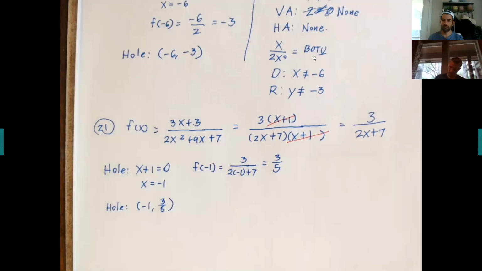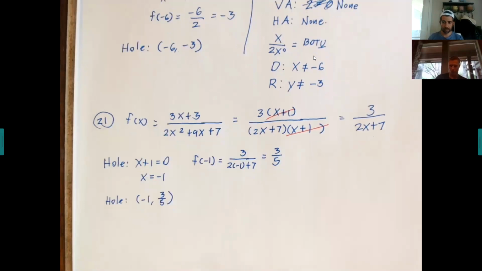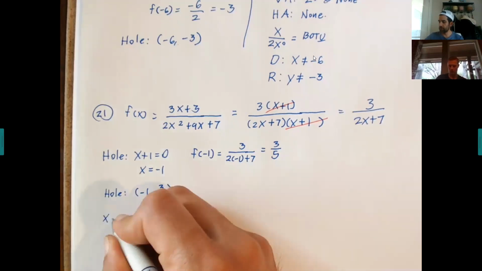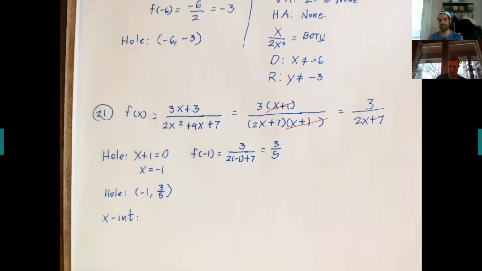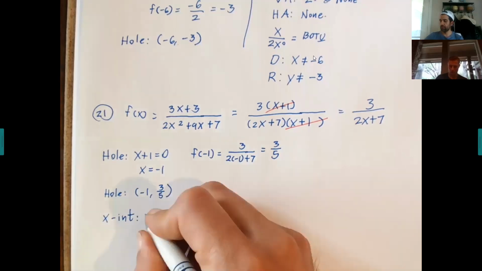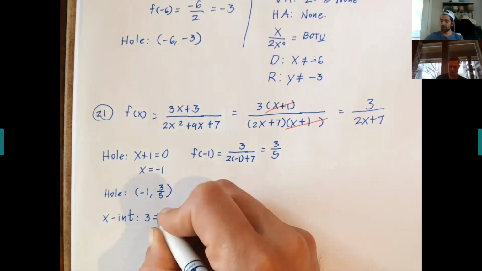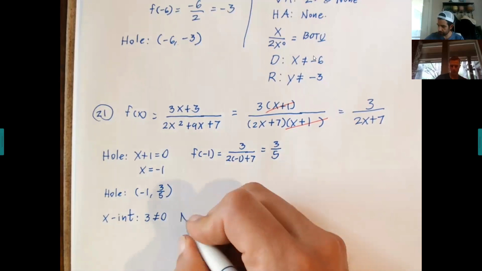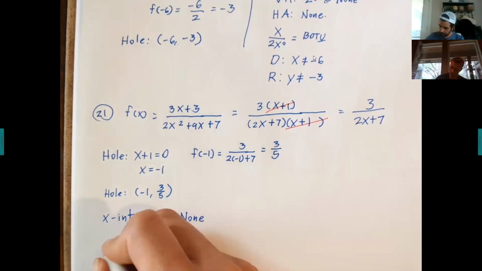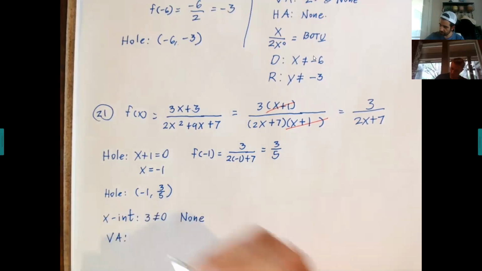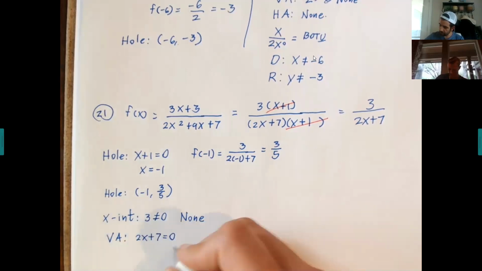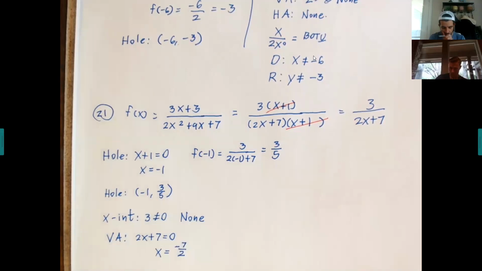Okay. Now, after that, and that might be the other thing that messed you up, like the x-intercept, for example. For the x-intercept, you set the numerator equal to 0. Well, this cannot be equal to 0 ever. 3 will never be 0, so you don't have one. You don't have an x-intercept. Vertical asymptote, set the denominator equal to 0. So you have 2x plus 7 equal to 0. So x is going to be -7 over 2 or -3.5.